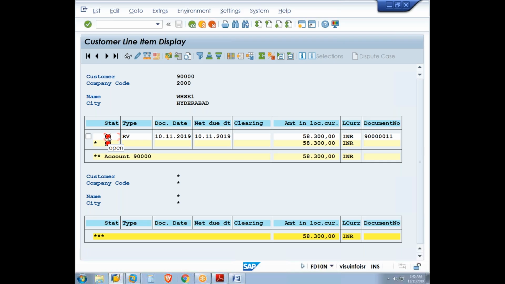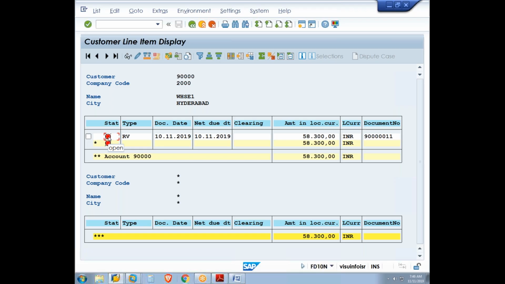Whenever you prepare any invoice, the amount is debited to the customer account, and parallel the amount is posted to the reconciliation account. And whenever the incoming payment comes, the amount is credited to the customer account. Thereby, it is clearing the open item. Sometimes you may do full clearing, sometimes you may do partial clearing.